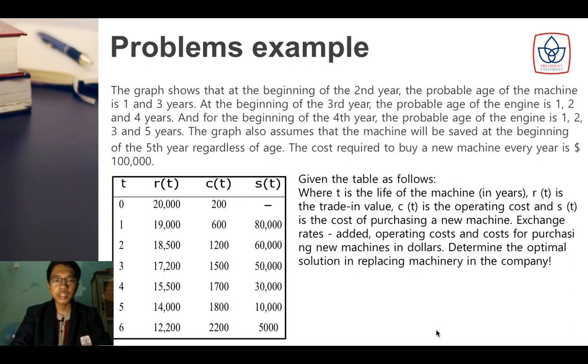The cost required to buy a new machine every year is $100,000. Given the tables as follows, where t is the life of the machine in years, S(t) is the trade-in value, C(t) is the operating cost, and I is the cost of purchasing a new machine. Exchange values, operating costs, and costs for purchasing a new machine in dollars. Determine the optimal solution for replacing machinery in the company.